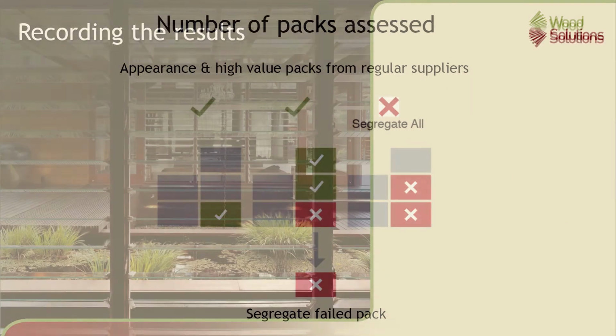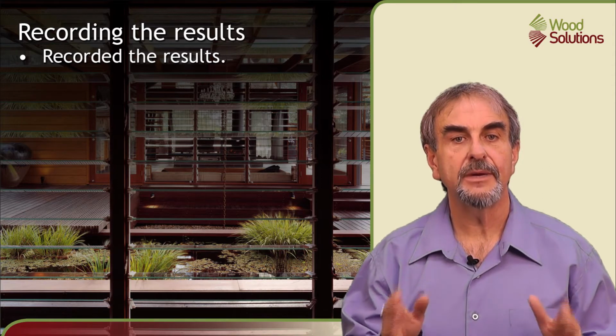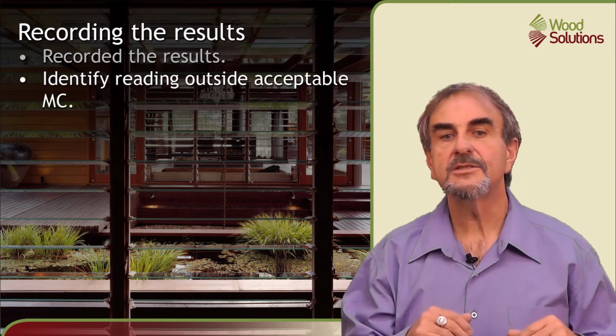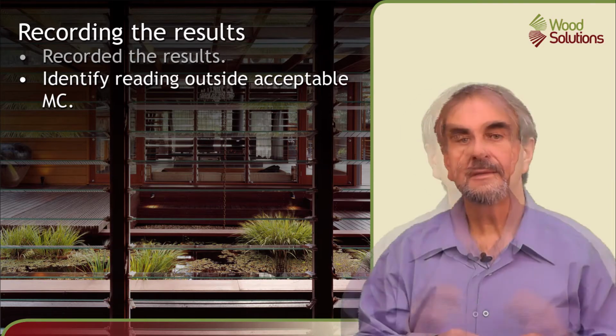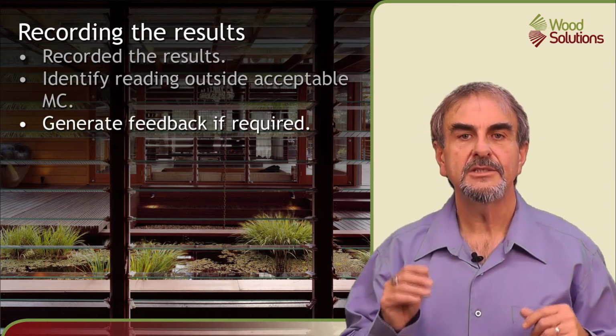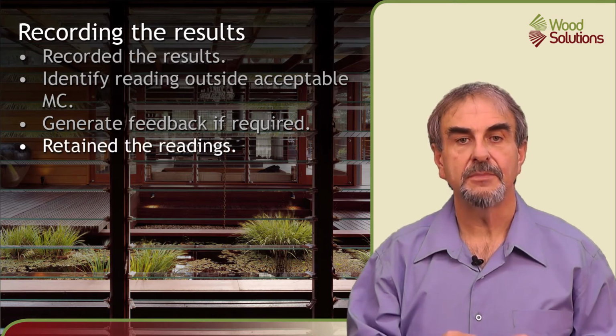All moisture content assessment results need to be recorded as they are made, evaluated against acceptable moisture content boundaries. Readings outside the acceptable moisture content should be identified. Feedback should be generated, distributed and discussed, and the record should be retained for ongoing management.